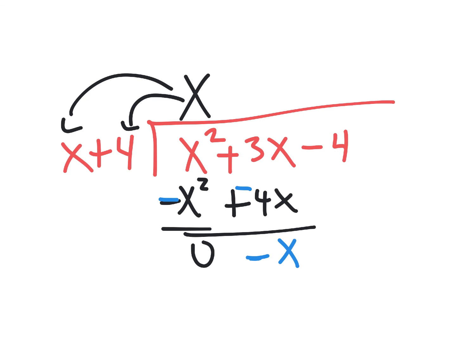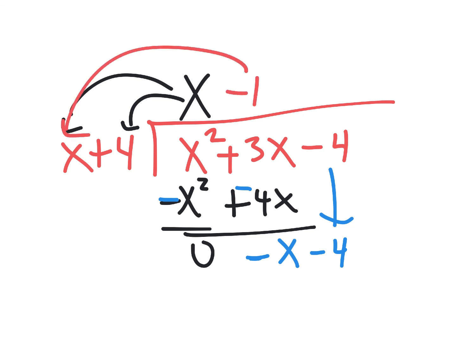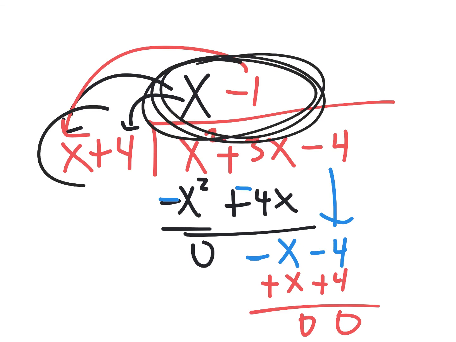All right, so now I'm bringing down this minus 4, and then this has to be a minus 1, because minus 1 times x makes minus x. Minus 1 times the 4 makes minus 4. Everything's matching up perfect, which is what we wanted. Nothing left for our remainder. X minus 1 and x plus 4. Raise your hand if you had it right.